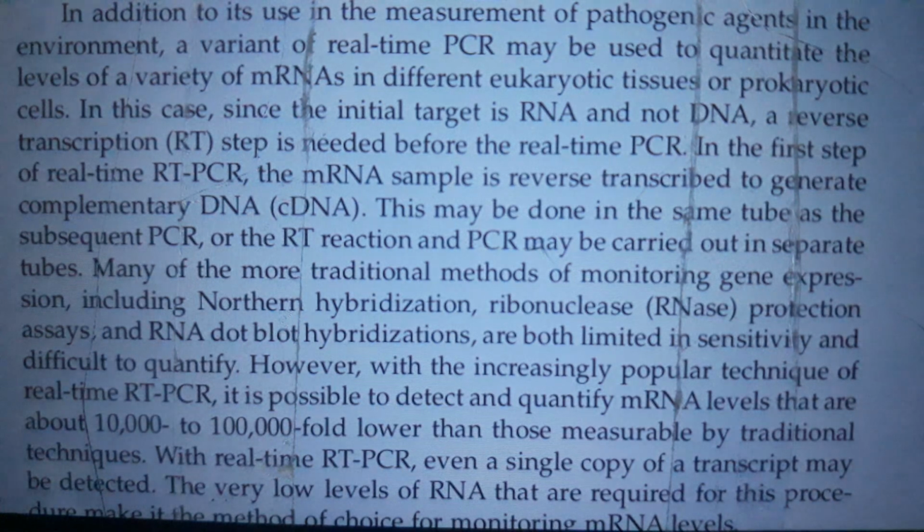In addition to its use in the measurement of pathogenic agents in the environment, a variety of real-time PCR may be used to quantify the levels of a variety of mRNAs in different eukaryotic tissues or prokaryotic cells. In this case, since the initial target is RNA and not DNA, a reverse transcription step is needed before the real-time PCR.